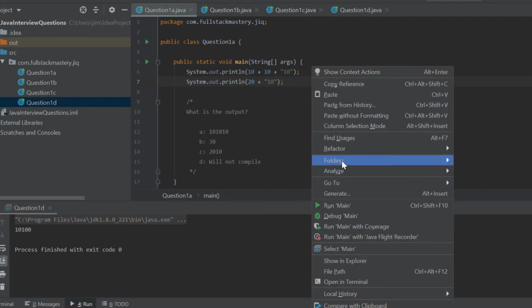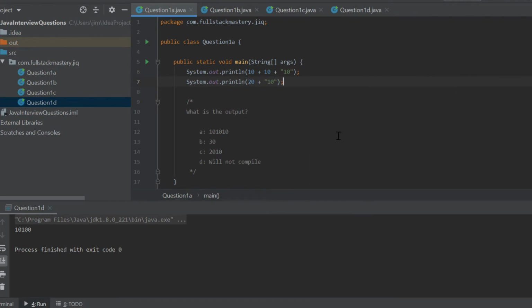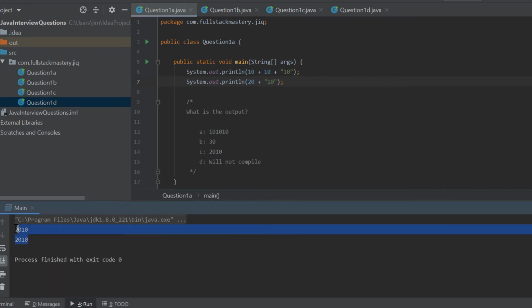Okay, so if these two are the equivalent, let's see. Okay, so here you go. So the output is the same, right? So basically what happens is these two get added first as a numeric value, and then from there it's converted into a string by doing this concatenation of 20 plus the string of 10.